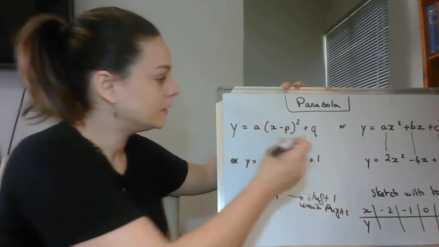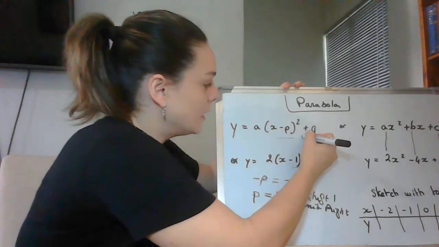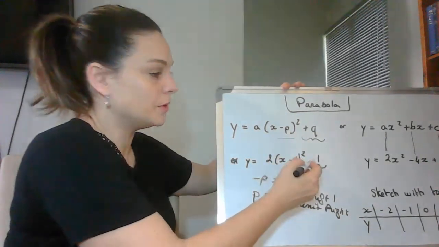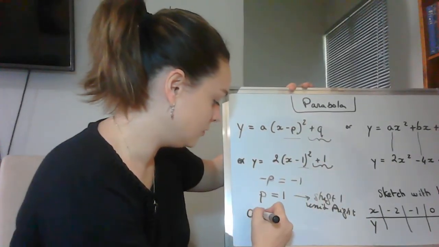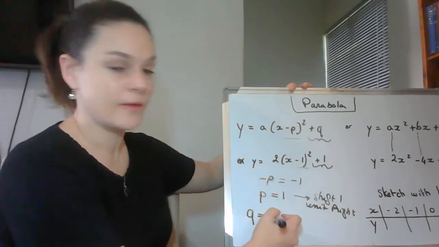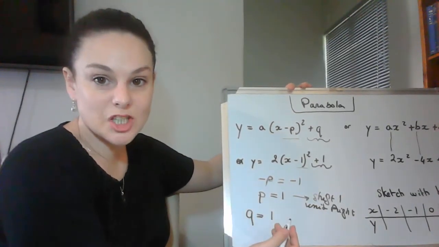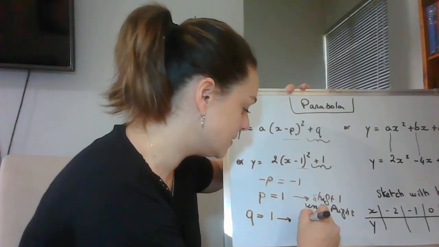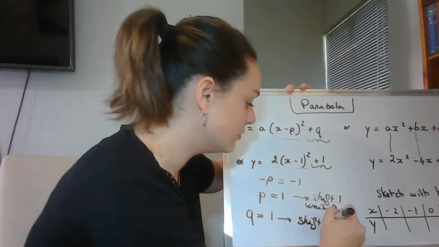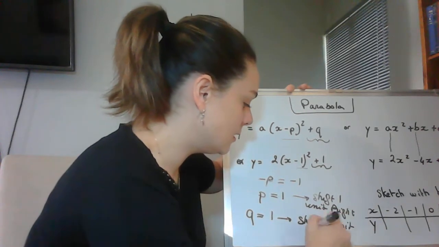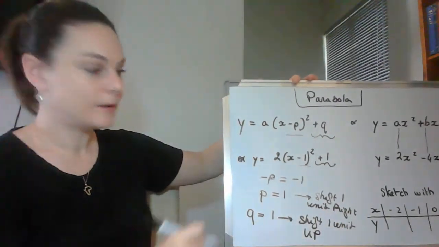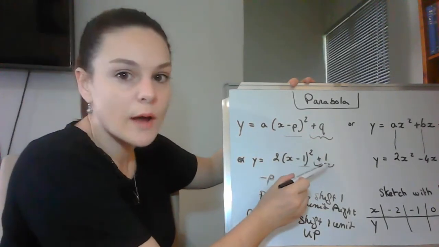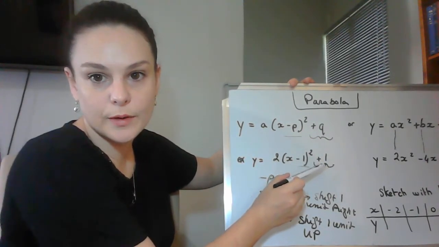Alright, same with the q value. Here, the last one is the q value. So plus q equals plus 1. So if q equals 1, this one is straightforward. There is no change in the sign. So if I've got a plus 1 on the y-axis, I'm shifting this graph 1 unit up. So for this one, the p is 1, shift 1 unit right. The q is 1, shift 1 unit up.